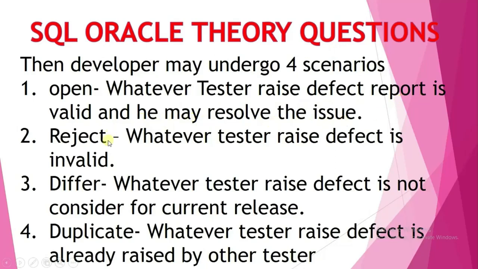The second scenario is reject: the defect the tester raised is invalid. And then defer: the defect the tester raised is not considered for the current release. If you are working on a project which involves developing software, this defect is not considered in this release. Maybe in the future they may consider it. That is what is called defer. And duplicate, the fourth scenario: the defect the tester raised was already raised by another tester. So that is considered a duplicate.